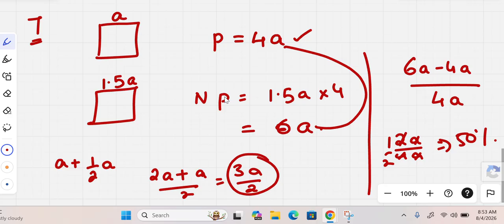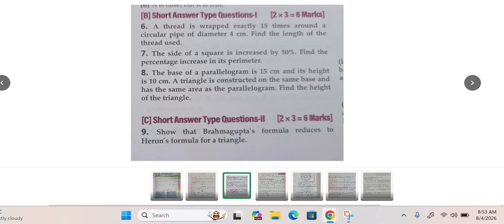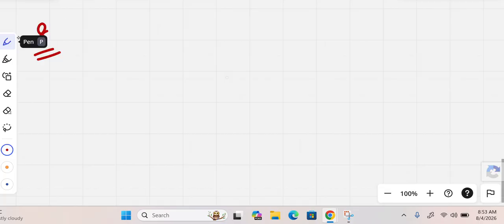So that was the 7th, and let us go to the 8th question. Let me check the 8th. The base of the parallelogram is 15. Height is 10. A triangle is constructed on the same base and has the same area as the parallelogram. Find the height.